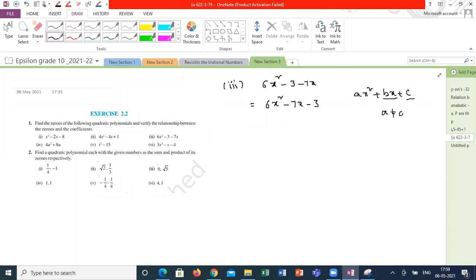A is never 0. If a is 0, it is violating the definition of the quadratic equation or expression, or the definition of the quadratic polynomial. A quadratic polynomial is in the form of ax square plus bx plus c, where a should not be 0.